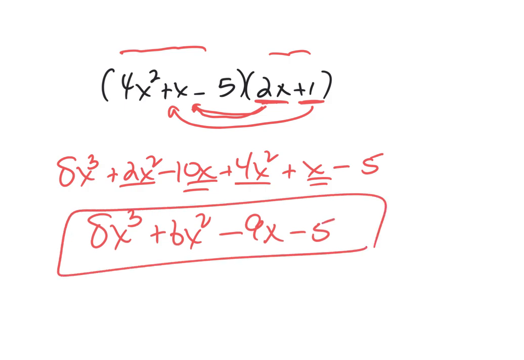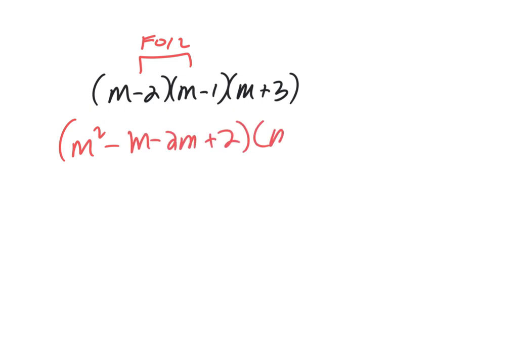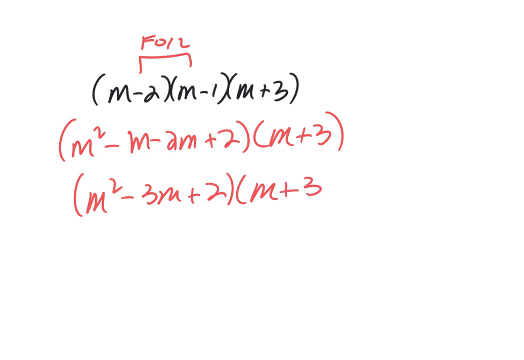Okay, last slide. Here we go, one more. Okay, this one, you have 3 binomials, and again, the rule is everything times everything times everything. So what I'm going to do here is I'm going to take the first 2, I'm going to do FOIL on those 2. Okay, so it's going to give me m squared minus m minus 2m plus 2. I still have this m plus 3. Now I'm going to go ahead and simplify that first one just a little bit. It's really m squared minus 3m in the middle. And now once I get to that step, I'm right back where I was in the last slide. Okay, I've got a trinomial of 3 terms times a binomial of 2 terms.